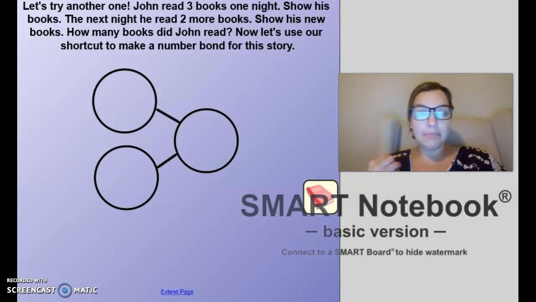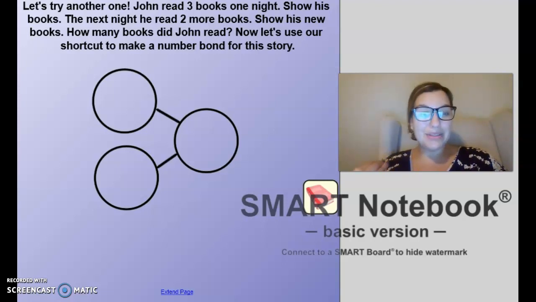How many books did John read? Okay. Go ahead. You can draw books. You can draw rectangles, squares, however you want to do it. Go ahead and draw them first, and then we'll do the numbers part of the number bond, okay? So draw your picture. Remember, he read 3 books 1 night, 2 books another night, and we need to figure out how many books he read altogether. Pause me and unpause me when you're ready.